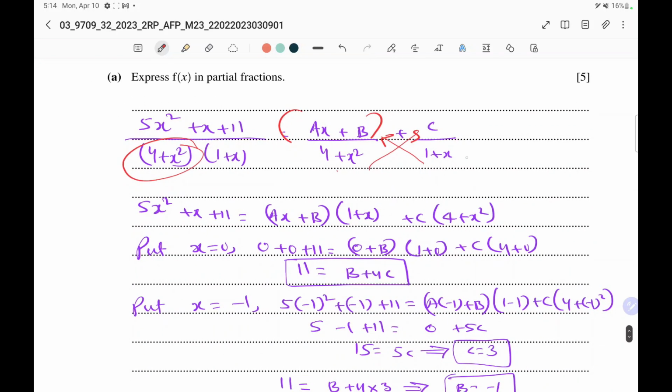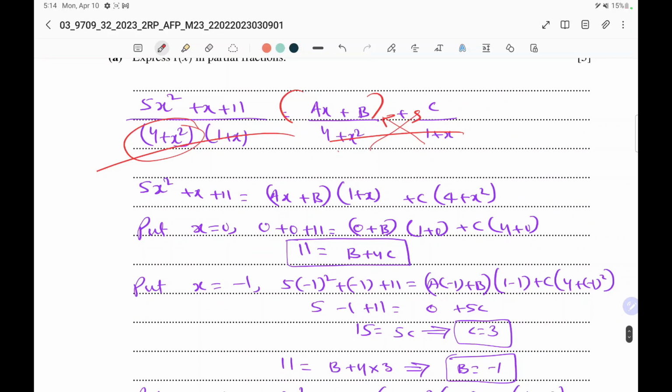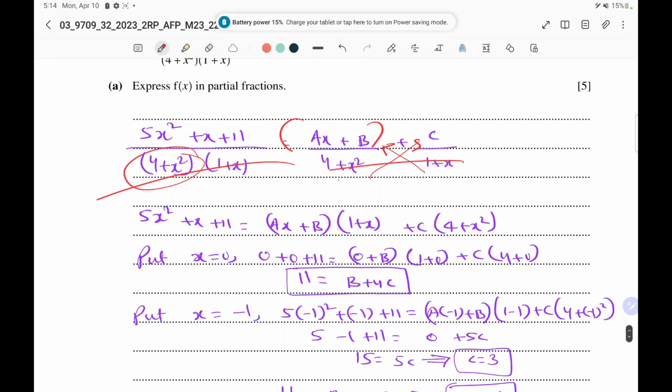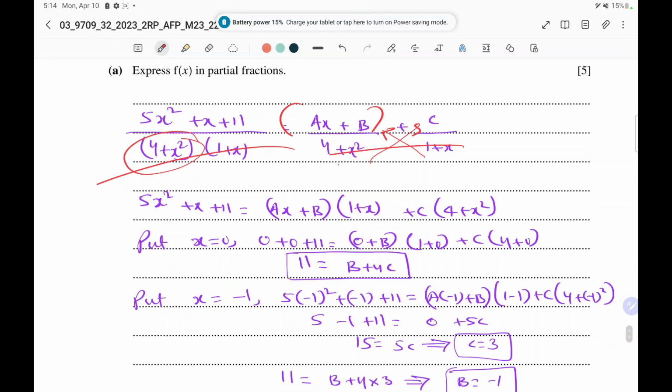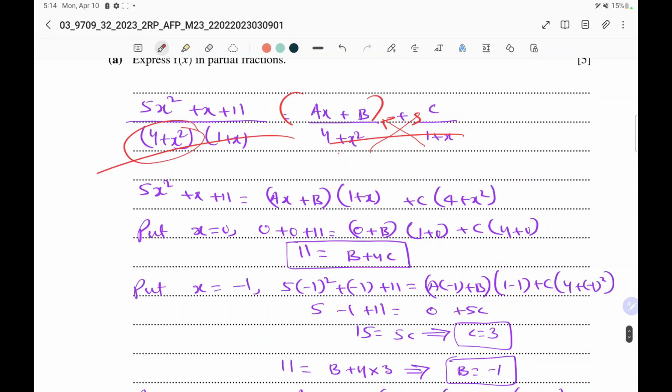So 5x square, and you know this part and this part got cancelled. So 5x square plus x plus 11, now (ax plus b) times (1 plus x), and c times (4 plus x square). There are two ways: you can multiply and then compare the coefficients, but I am using x values. So when you put x is equal to 0, this will be 0, this will be 0, this is 11, this is 0, b into 1, and this 4 into 0. So b plus 4c you will get, b plus 4c equals 11.